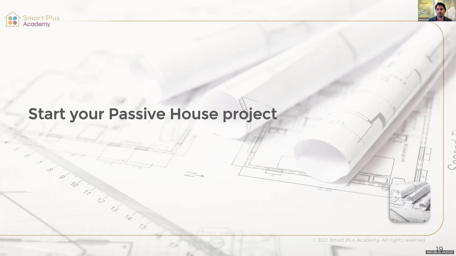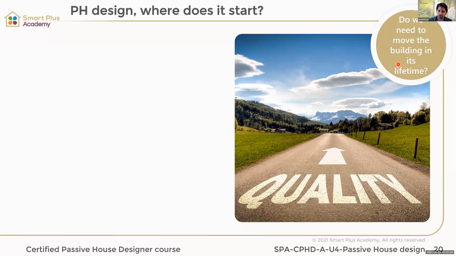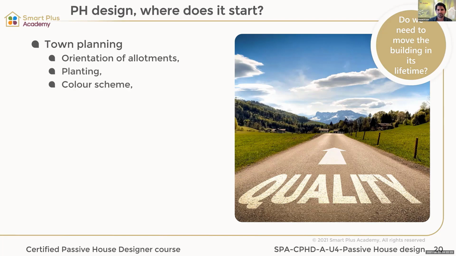So let us start with the passive house design and where we actually should start. That's not passive house, but that is things that we need to keep in mind when we speak about sustainability, lifetime of buildings, if they are movable. Town planning, that's where it already starts. Passive house starts on town planning with orientation of allotments, planting, color schemes, R-code and shape of buildings.